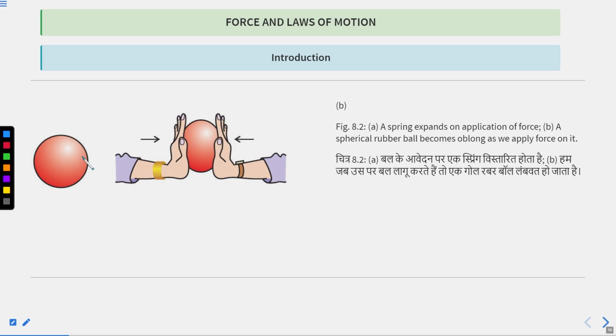This is a rubber ball. You are applying force, so this spherical shape will become an elliptical shape. It means force is used to change the shape of this rubber ball.